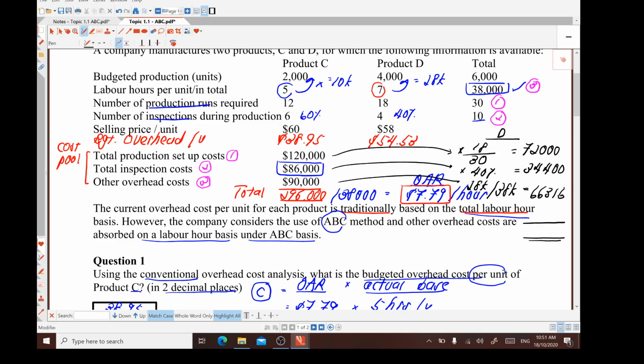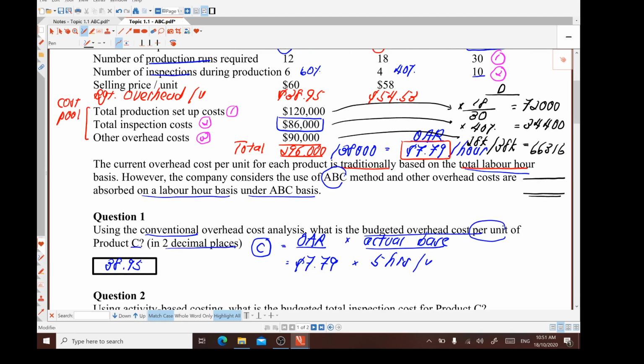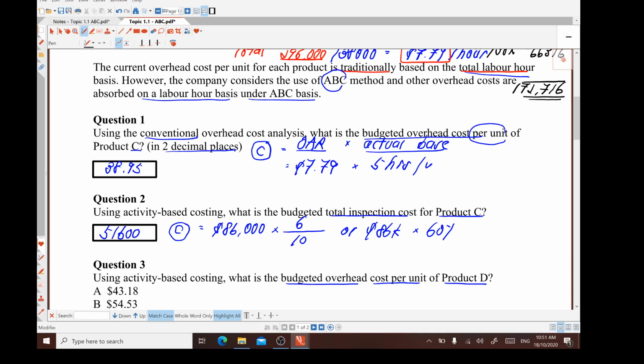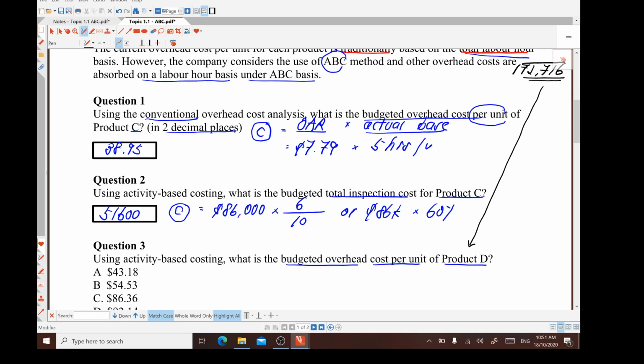All right, so what's the next step right now? The next step right now is to get them added up, and I believe the total overhead cost is 172,716. Okay, it's what you're seeing here, and they want it to be per unit. So if that's based on per unit for this product D, I believe what you have to do is divide by the quantity.